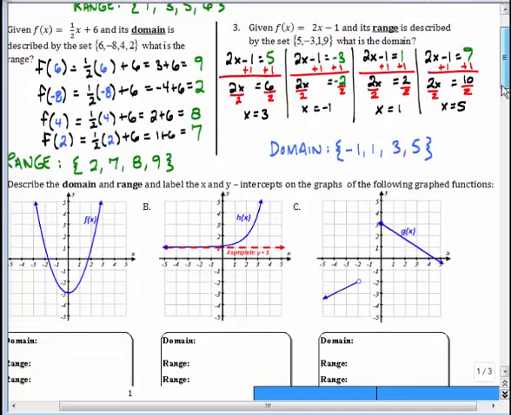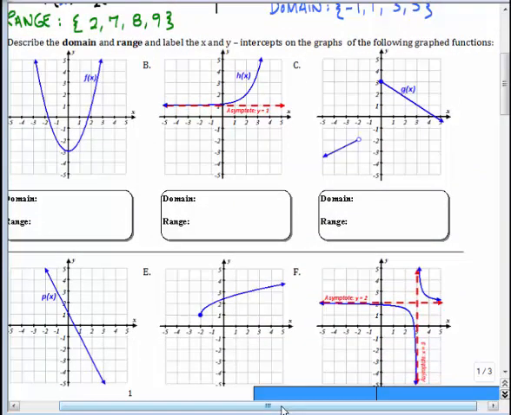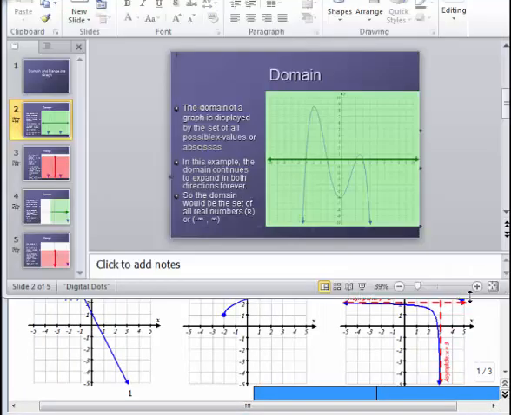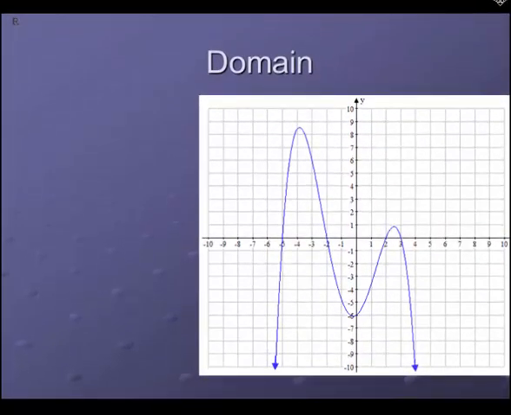Now let's try some other visuals here. Next they're asking us to find the domain and the range of functions. So I think this time it might actually be helpful if I showed you a visual that I created in PowerPoint. Let's see if we can look at this together. Okay, so on this one we're looking for the domain of this function.